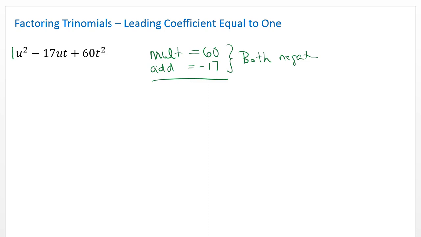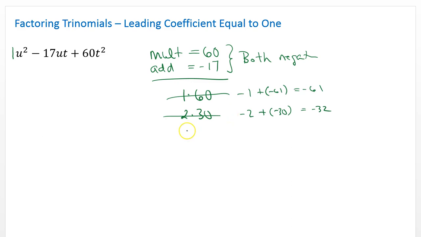Now I start thinking about things that multiply to give me 60, like 1 times 60. But if those are both negative and we add them together, that gives us negative 61. So that's not it. Try 2 times 30. Negative 2 plus negative 30 adds to be negative 32. That's not negative 17. Again, not it. What about 3? Does 3 go into 60? Sure does, so 3 times 20, but when I add the negative versions of those together, I get negative 23. Not it.